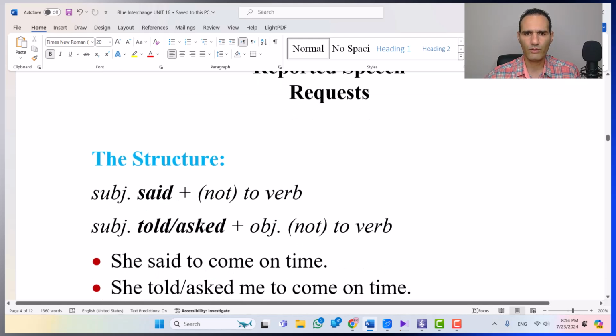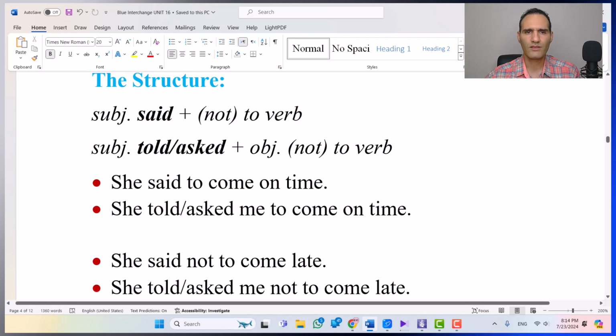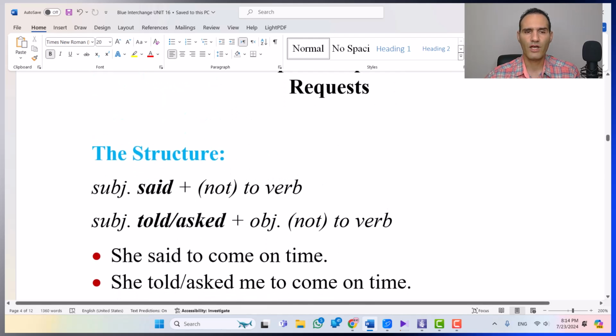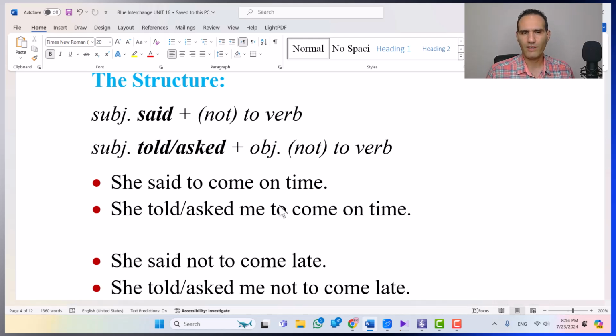Reported speech, requests, the structure: subject said to do something if it is a request, or subject said not to do something. For example, she said to come on time. Person A tells me, come on time. Then C asks me, what did she say? She said to come on time.